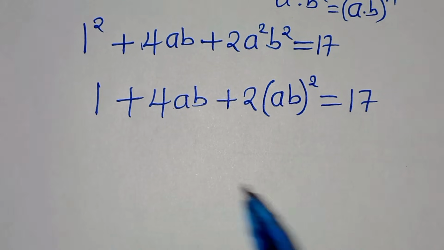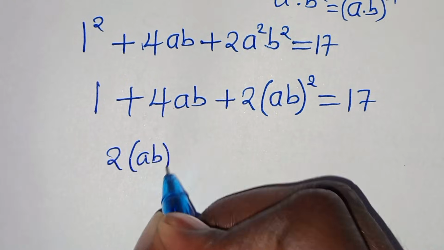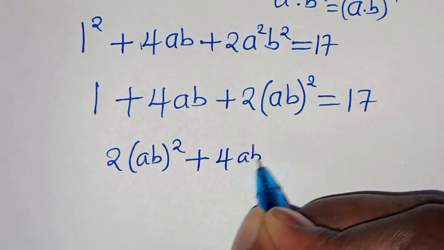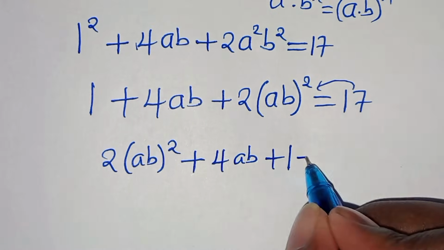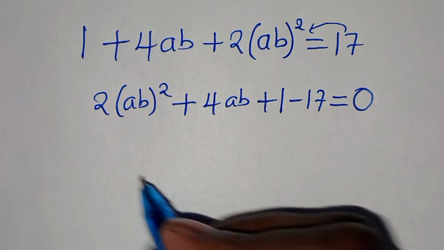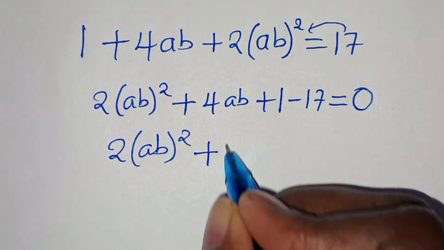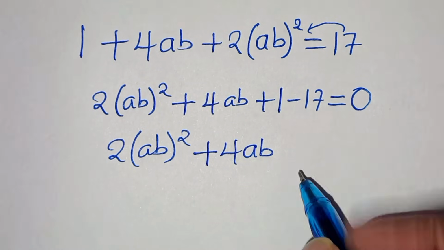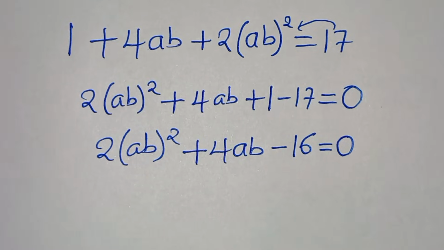So here we have 2(ab) squared plus, now this is 4ab, then plus 1. Let's take 17 to the left hand side. So this is minus 17. This is equal to 0. So this is 2(ab) squared plus 4ab. Then 1 minus 17, this is minus 16. And this is equal to 0.